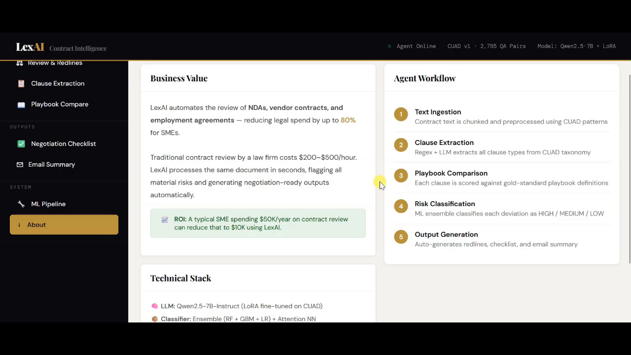LexAI automates the review of NDAs, vendor contracts, and employment agreements, reducing legal spend by up to 80% for SMEs. Traditional contract review by a law firm costs $200 to about $500 per hour. So LexAI processes the same document in seconds, flagging all material risks and generating negotiation-ready outputs.